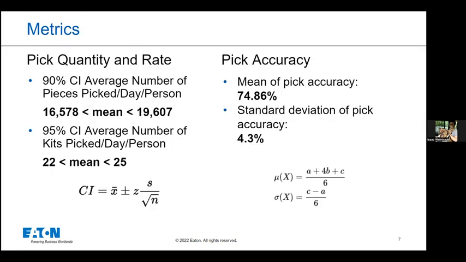The first thing we did was create metrics. The data we got from Eaton was more distributed, so we made a mean confidence interval for the number of kits picked per day per person. And for pick accuracy, we did not have previous data. So through our surveys, we conducted a beta distribution and determined a mean pick accuracy of about 75.